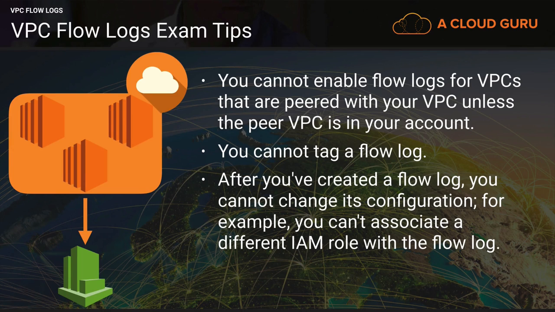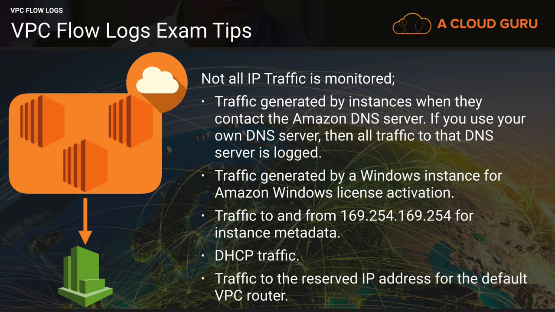We then went on to learn about VPC flow logs. Basically, these are logs that enable monitoring of all network traffic across our elastic network interfaces. You cannot enable flow logs for VPCs that are peered with your VPC unless the peering is done in the same account. You can't tag a flow log, and after you've created a flow log, you can't go in and change its configuration. So for example, you can't associate it with a different IAM role.